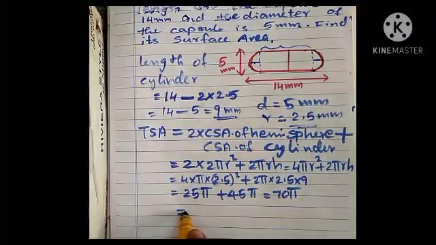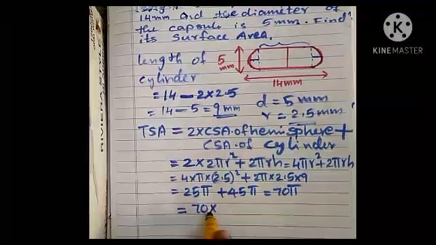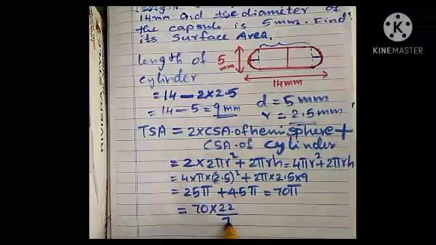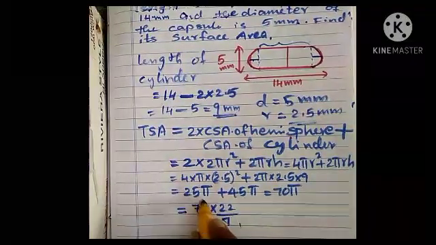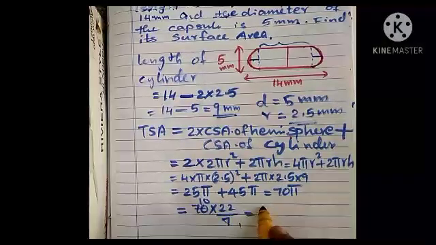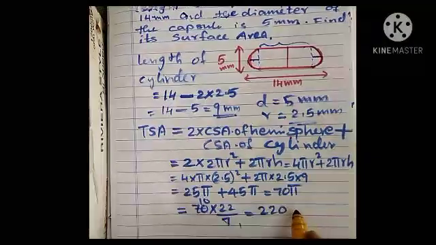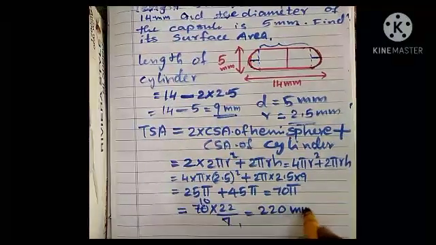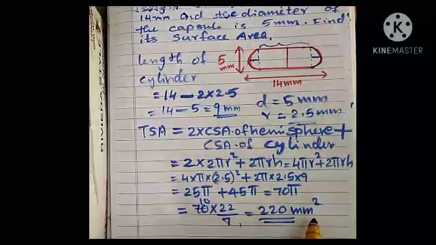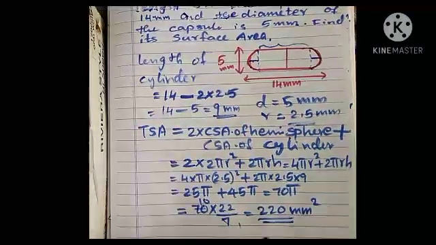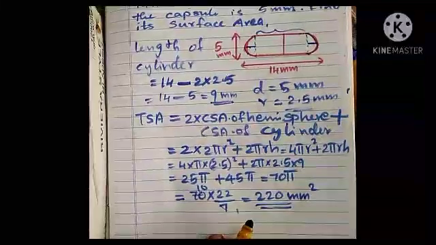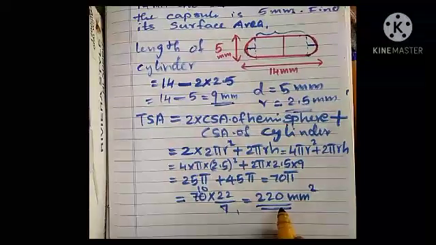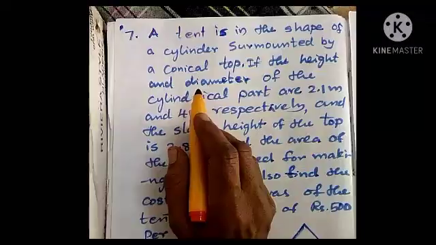Now we can substitute the value. 70 into the value of pi, 22 by 7. Now we can cancel 7. You are getting 10 here. 22 into 10 means 220. 220 millimeter square, because the measures are given in millimeters. Therefore, the TSA of the capsule is 220 millimeter square.